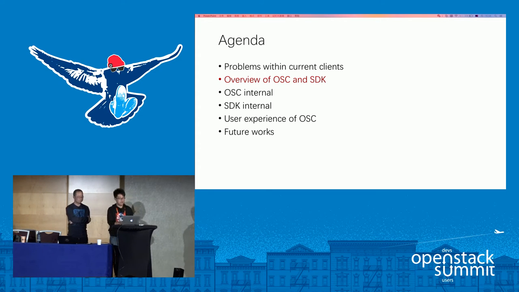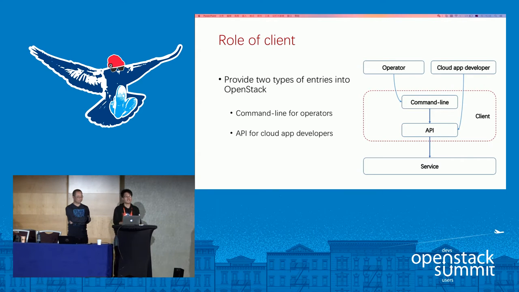They are known as the unified OpenStack command line client and SDK. Now, before we talk deeply about OSC and SDK, let's make it clear what a client actually is. You can simply say that a client provides two types of user interfaces. Command line interface for end users, like operators and system administrators, and API for application developers, like the ones in the red box. And the command line should be based on the API, of course.